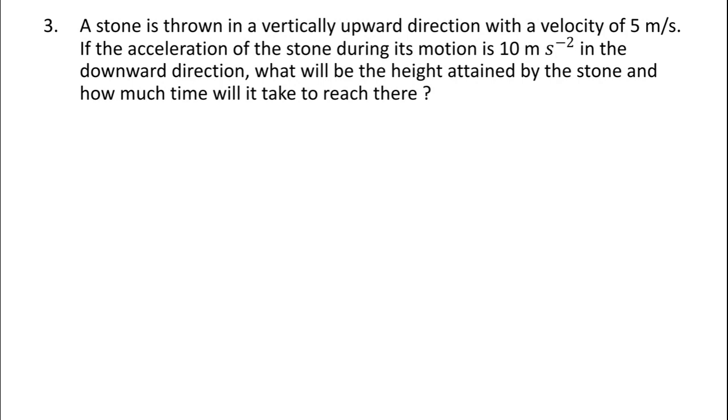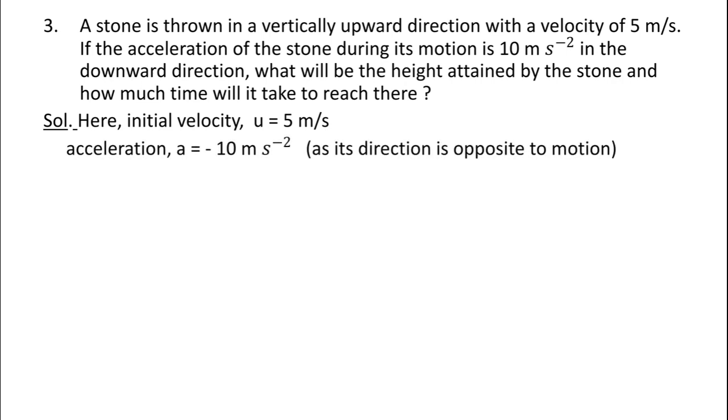Now let us find out what are the variables whose value is given in the problem. So here initial velocity is given as 5 meter per second. Why? Because the stone is thrown with a velocity of 5 meter per second. Again, the stone is thrown in upward direction. It means the direction of motion is upward and the acceleration is in downward direction. So we know when the direction of acceleration is opposite to direction of motion, then it is taken as negative. Hence we can write acceleration = minus 10 meter per second square because its direction is opposite to direction of motion.